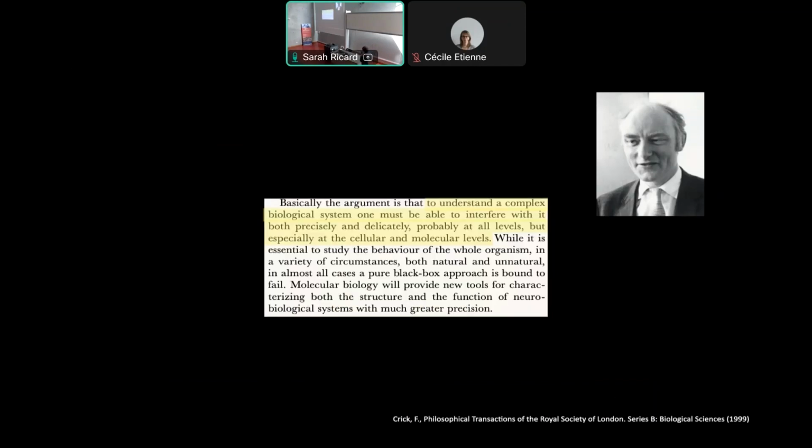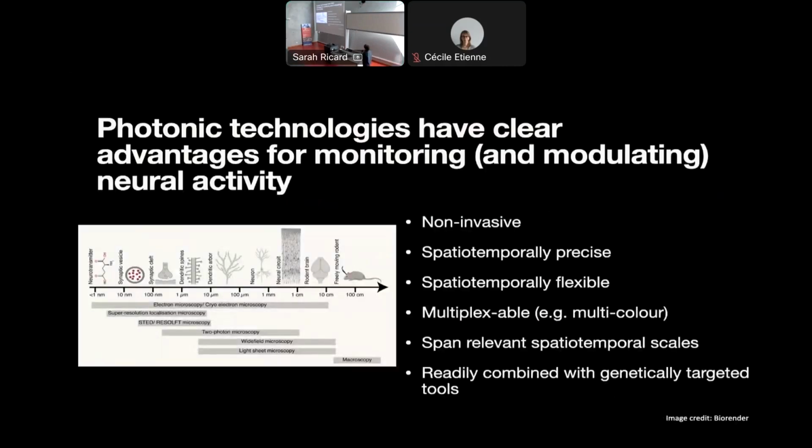One of the things that he said was that in order to understand a biological system, it's necessary to be able to interfere with it precisely and delicately at all levels. And what he means by all levels is all scales. So going from the synapse to the neuron to the entire brain as a whole. And that should be done at the cellular and molecular levels.